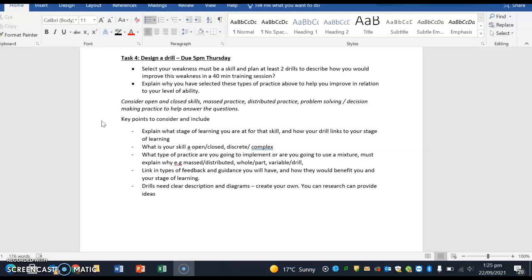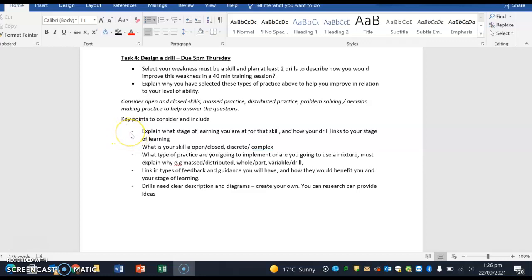So you need to create a clear diagram of the drill that you're going to do. You can do some research, of course, around that to give you ideas, but you've got to sort of personalize it and design it for yourself. So there's the first part. Identify your stage of learning. Why are you at that stage of learning? You'll need to go back to your notes or do some research, okay, and think about the drills.